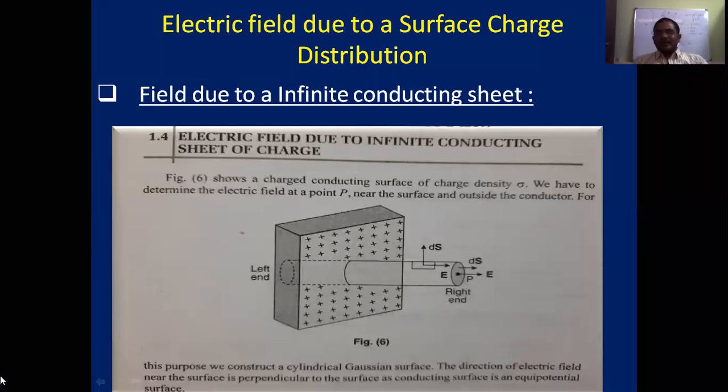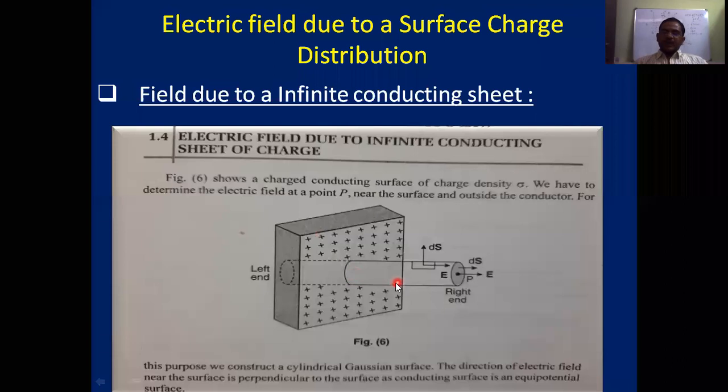Okay, here we consider an infinite sheet, conducting sheet. When it is positively charged, the charge will reside only on its surface. Charge will be distributed only on the surface. Charge cannot accumulate inside the charged body, inside the conducting body. So that is the important point you have to notice here, sir.